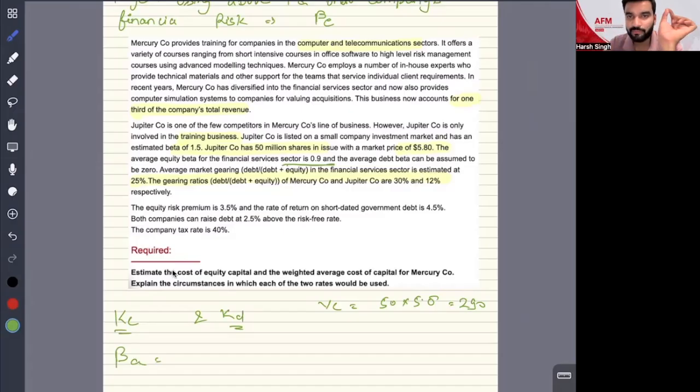Now, financial sector will be 1/3 of the total revenue. Training will be 2/3. Correct? Are you getting my point? That is the major point that we have to remember, everyone. Now, while solving this question, we are Mercury and we have one more company which is called Jupiter. This is the data which is being provided.